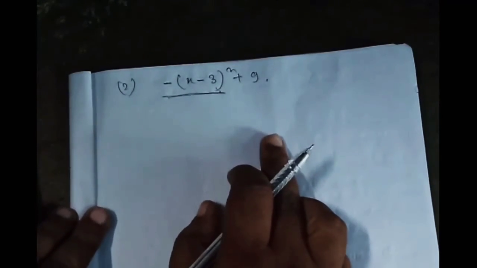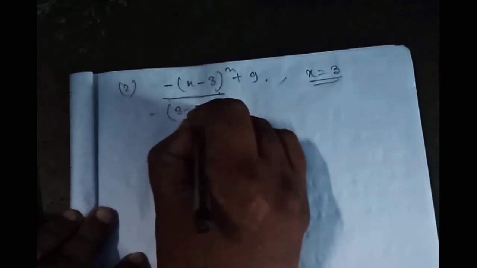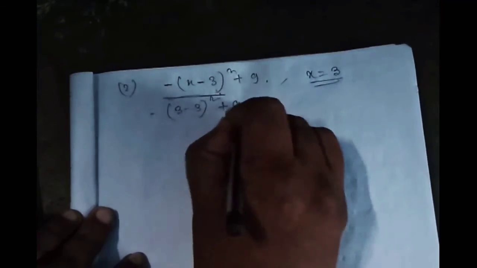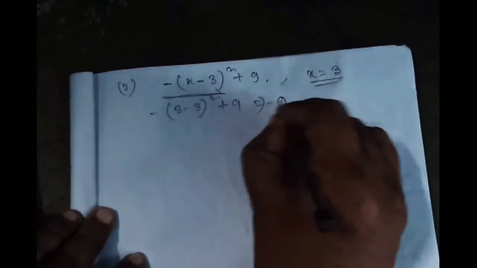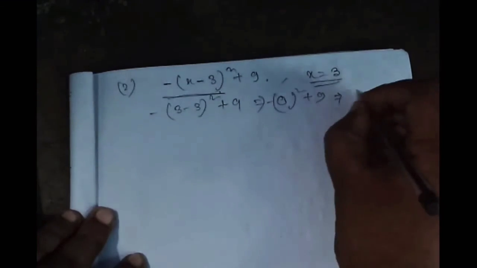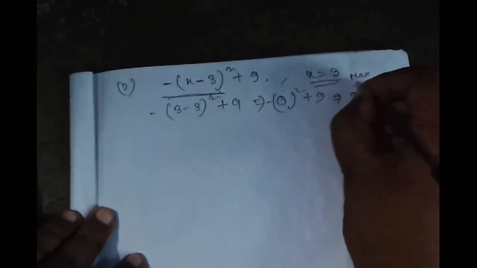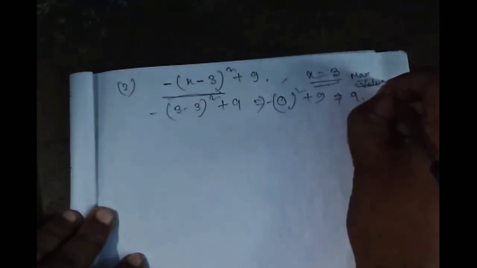Now what will be the maximum value? If we take x equal to 3, then this becomes minus (3 minus 3) whole square plus 9. So that means minus 0 square plus 9, that's implying 9. So that should be the maximum value of this function. Next, taking another question.